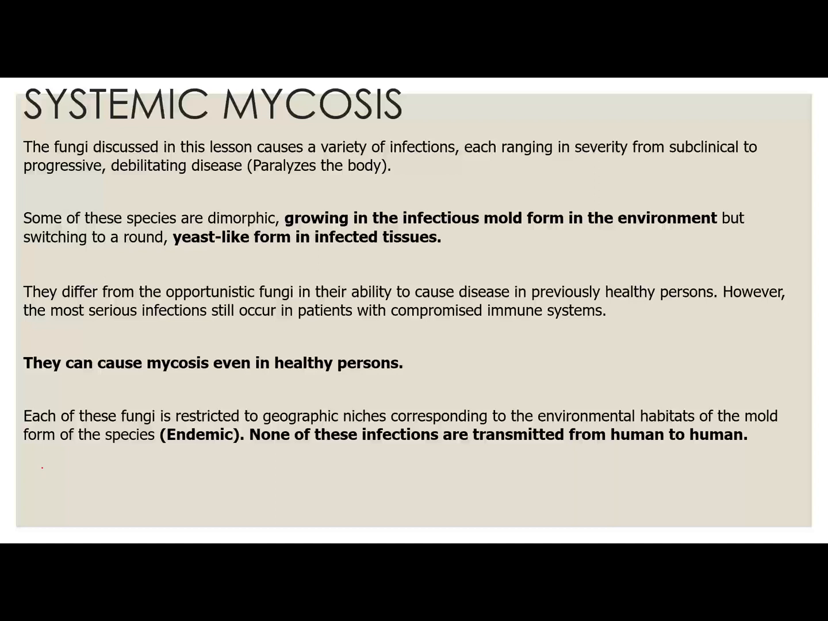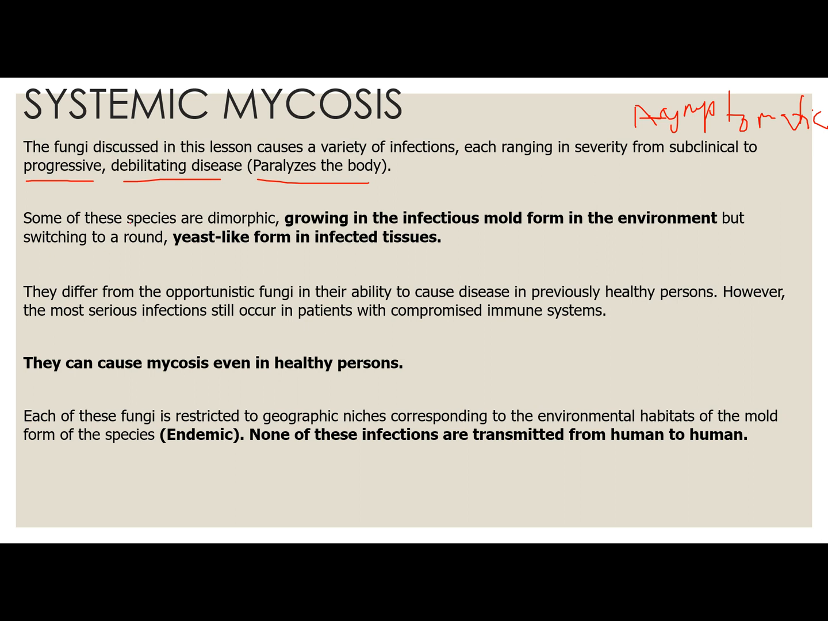Now, systemic mycosis, class, in this lesson we're going to discuss a variety of infections, each ranging in severity from subclinical to progressive debilitating disease. When you say debilitating disease, this is a type of disease that would paralyze the body. From subclinical, usually asymptomatic, you won't see any symptoms, to even progressive. When you say progressive, from a single cell or from a single tissue, it can spread to the entire body.